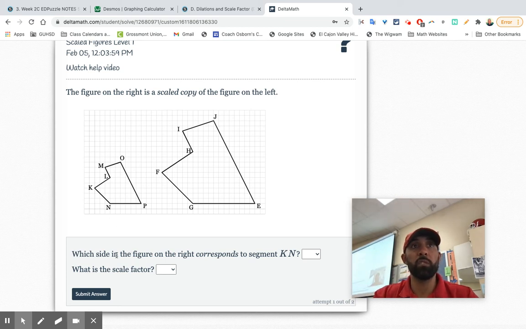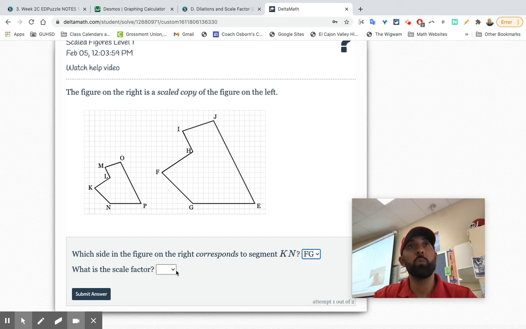The question is, which side in the figure on the right, this shape, corresponds to segment KN? So which one corresponds to this one right here? Well, I go straight over to this shape, and that would be FG.